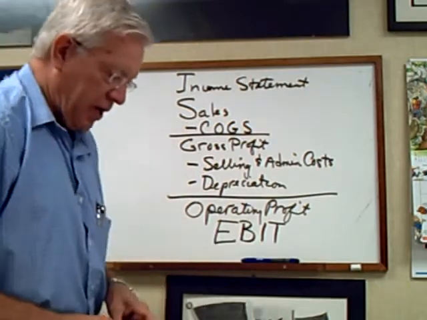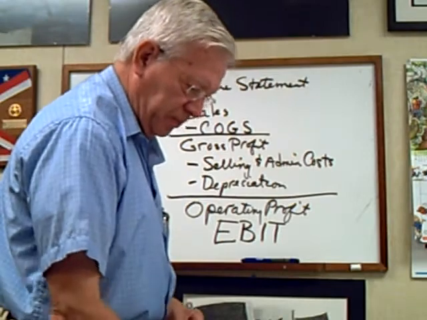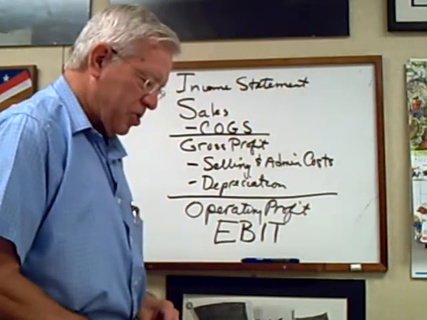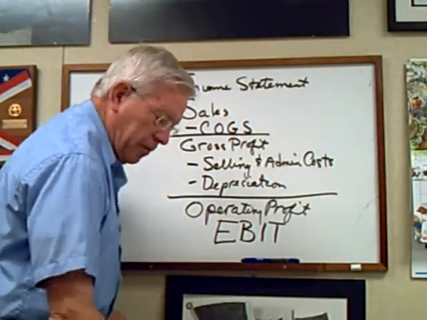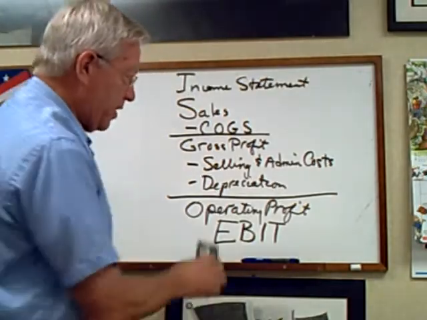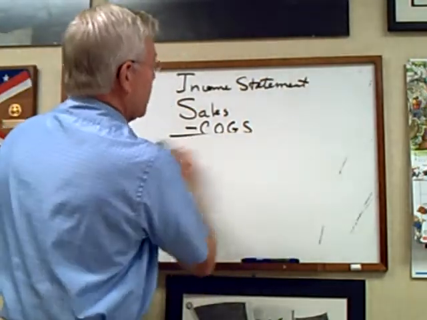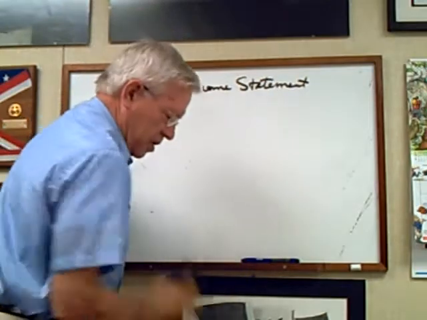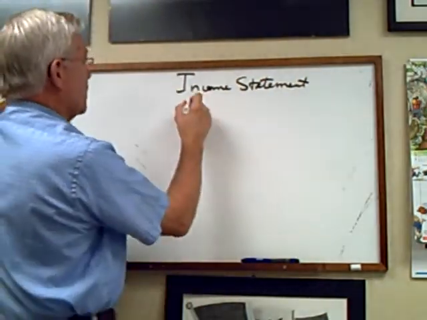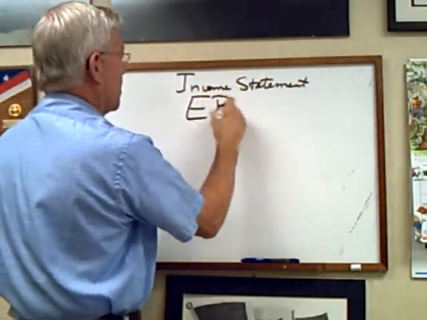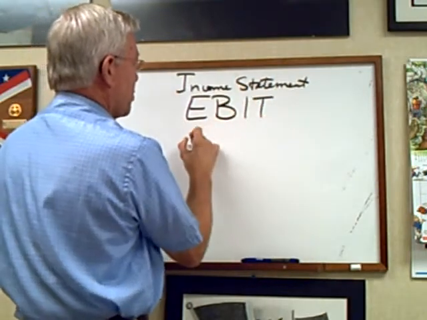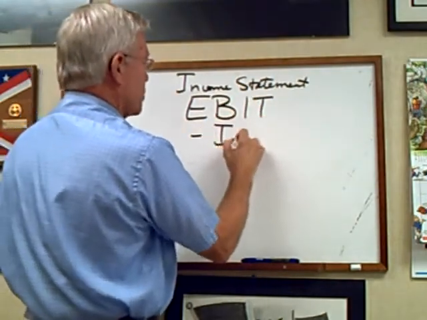So, we've gotten down to operating profit. Let's see what comes next. Well, we're going to have to start paying these bankers and the government. So from EBIT, the next thing we do is we subtract interest.